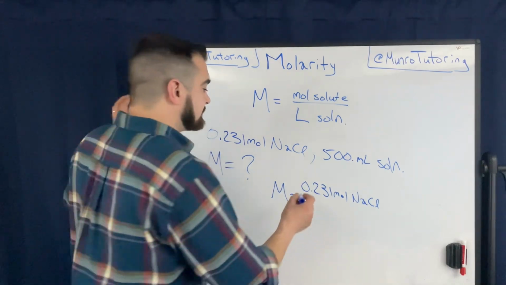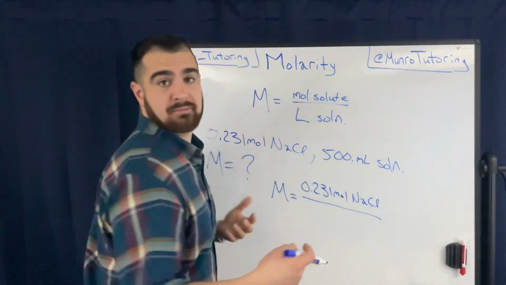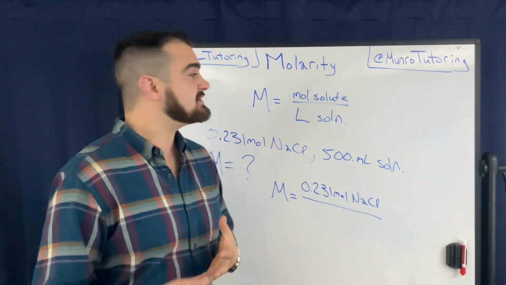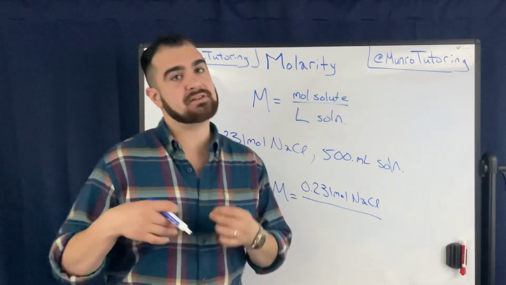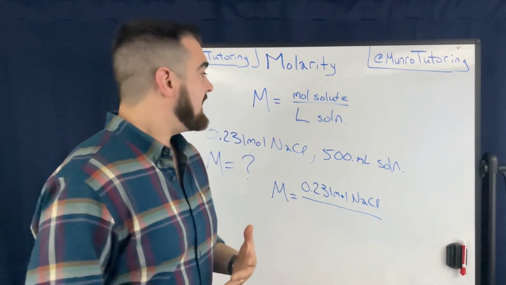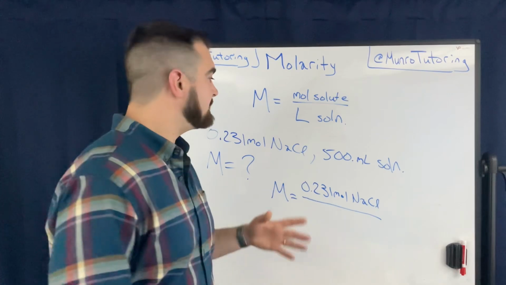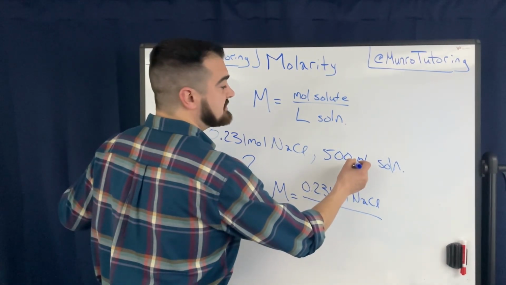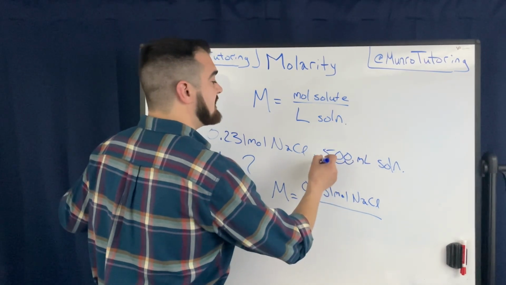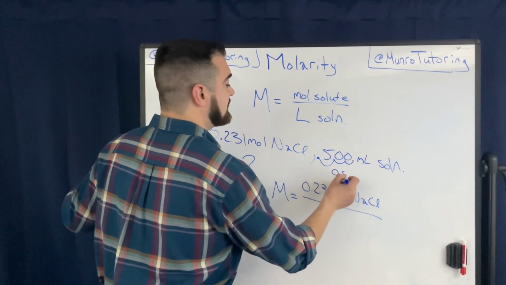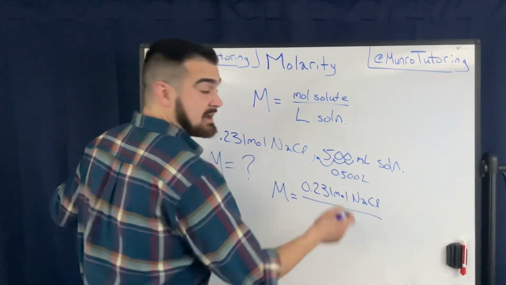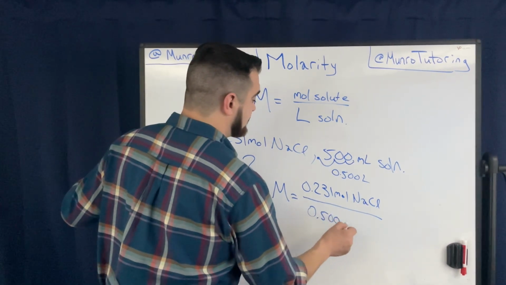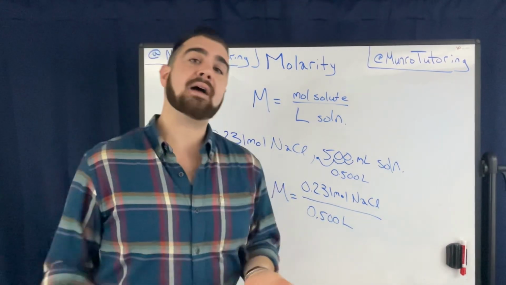On the bottom, a relatively common mistake would be for students to just throw the 500 milliliters down there, but remember, it has to be liters of the solution, so we just have to do a quick conversion. You do need to be familiar with the metric system, so you'd have to know that there's 1,000 milliliters in a liter, so we just divide this by 1,000. In other words, we move the decimal to the left 3 times, and we get 0.500 liters, and now we just throw that on the bottom. So we have 0.500 liters.